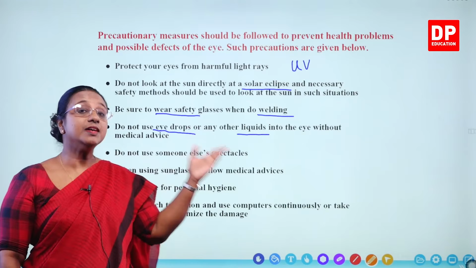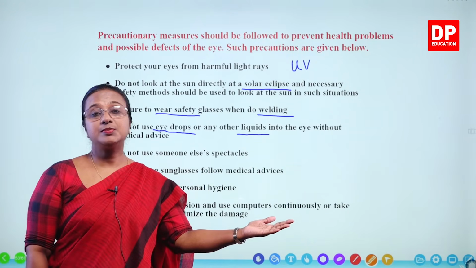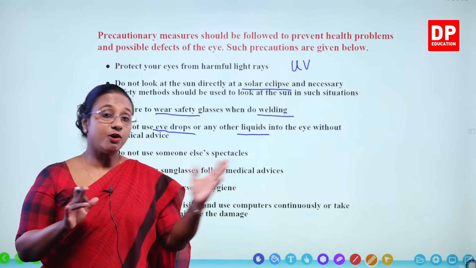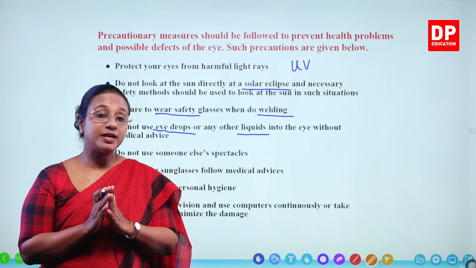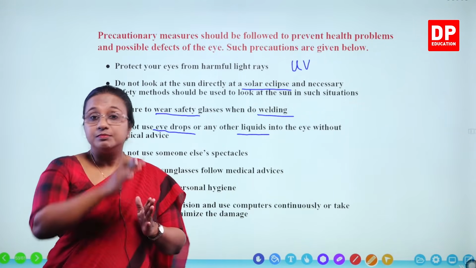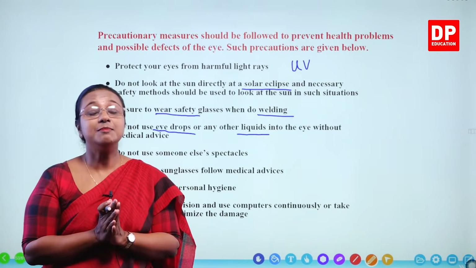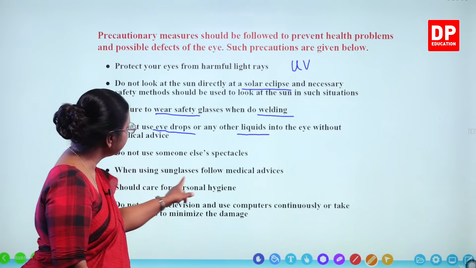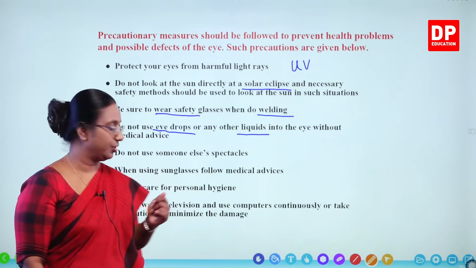Even if you have a disorder and you are wearing spectacles, and another person is also wearing spectacles, the power of the spectacles will be different. Then also you should not switch the spectacles. So even when wearing sunshades or sunglasses, it's always better to get medical advice. So you have to be careful there. When using sunglasses, follow medical advice, what I just told you.